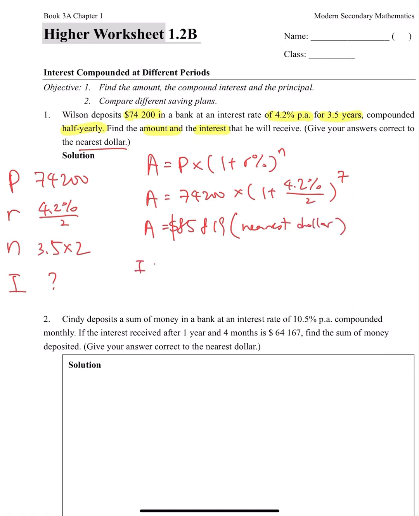Okay, so the interest is equal to the amount minus the principal, so it's equal to 85,819 minus the principal, which is 74,200. So the answer should be equal to 11,619, to the nearest dollar as well. Okay, so that's for question 1.